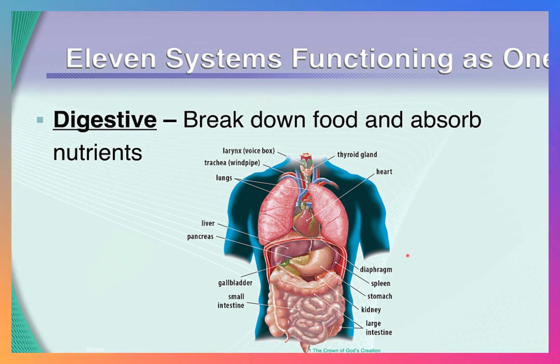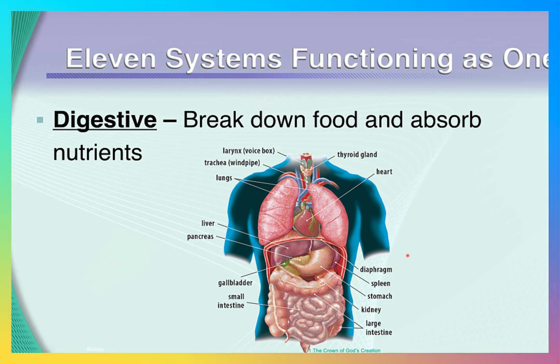The first is to break down food. That's what digestion means. And then the second is for the absorption of nutrients. And so there's two fundamental functions of the digestive system: the breakdown of food into molecules and substances that can be absorbed, and then the subsequent absorption of those nutrients.